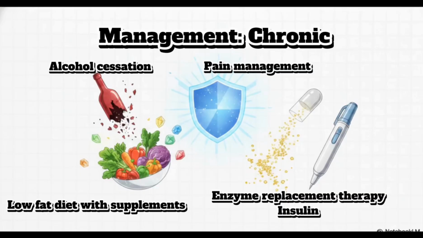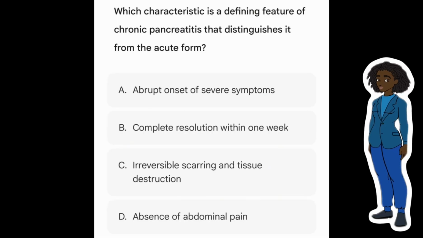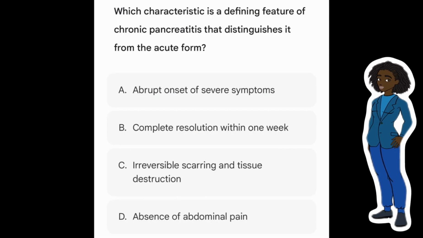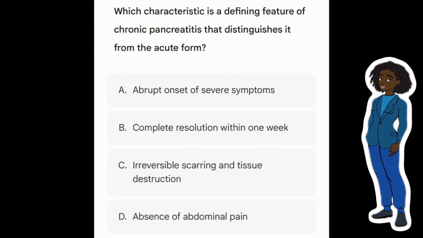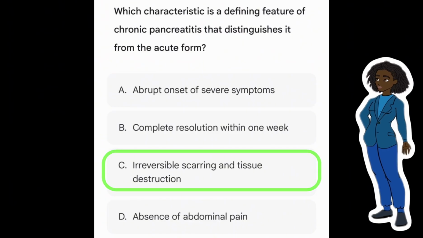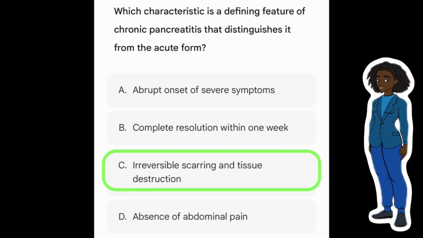Now, that brings us to the end of the main content. Let's go through a few questions to see how much you've retained. First question: what characteristic is the defining feature of chronic pancreatitis that distinguishes it from the acute form? The answer is irreversible scarring and tissue destruction.